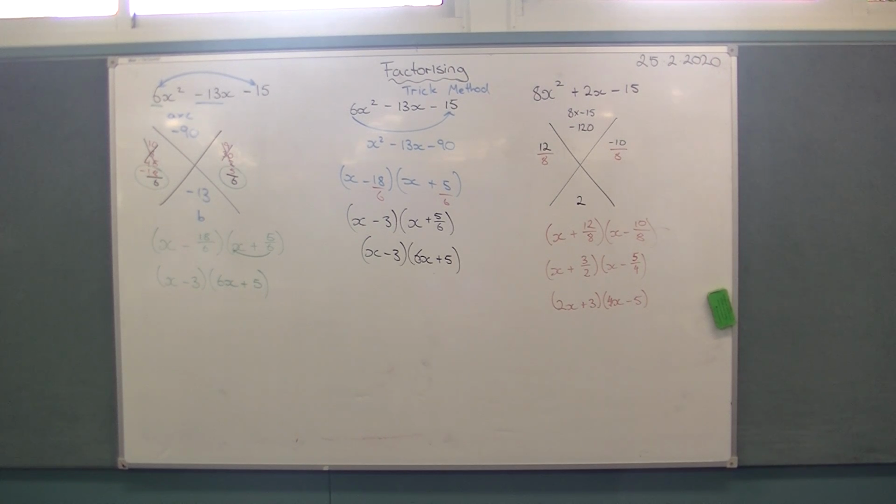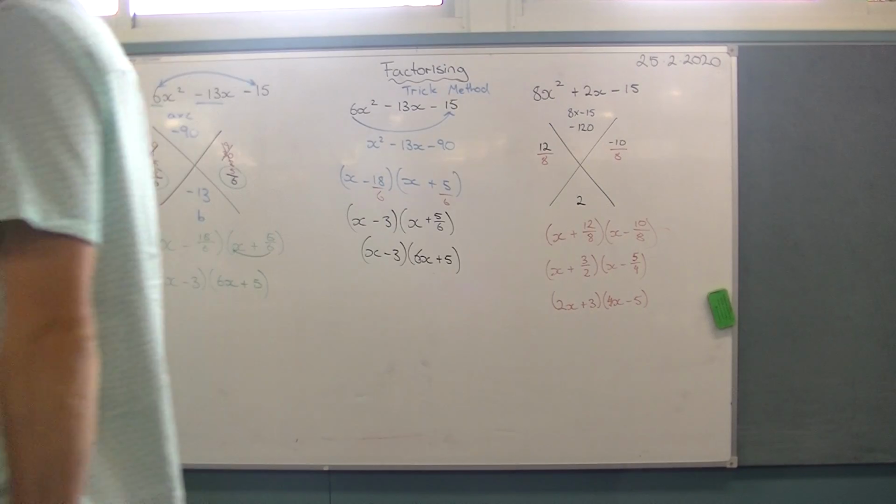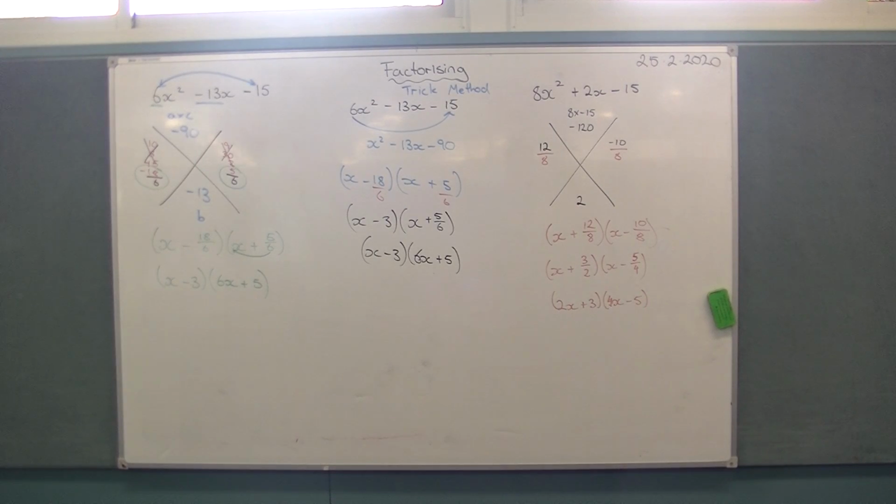Did everyone get the same answer? Yes. 2x plus 3, 4x minus 5? Yeah, good. Does it matter if it's around the other way? No, it doesn't. Multiplication, you can switch back and forward.